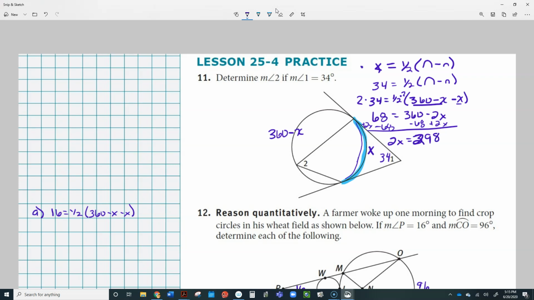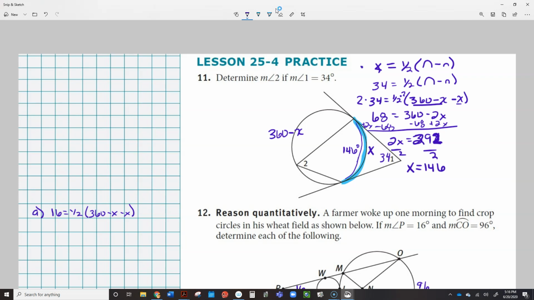Add 2X, and that's going to give me 2X is equal to 298. Don't trust my arithmetic. 360 minus 68 is 292. See, I knew you couldn't trust me. 2X is 292. Divide both sides by 2, and you get 146. X is equal to 146. So I now know the measure of this arc, which is 146 degrees.